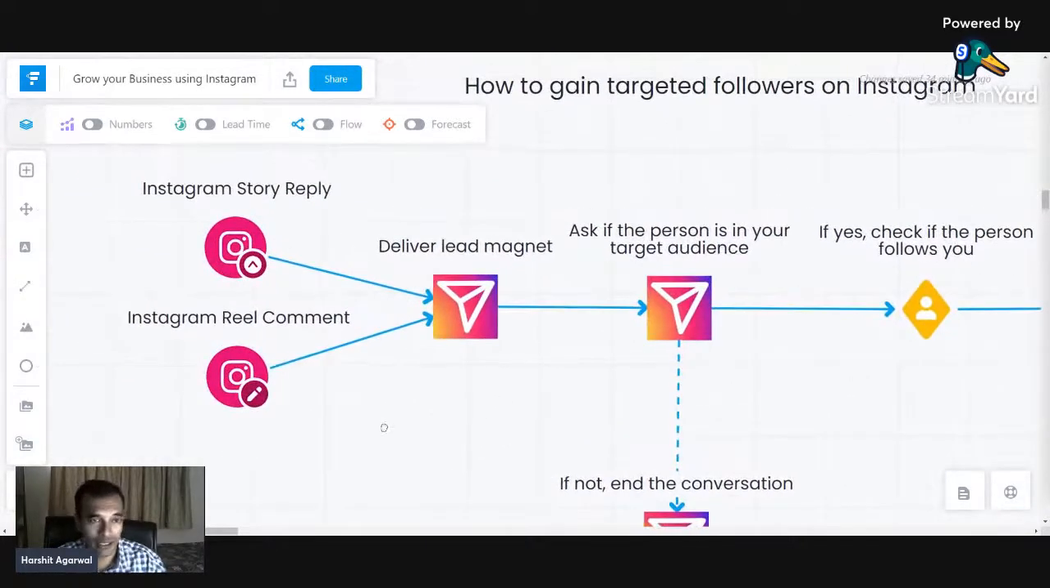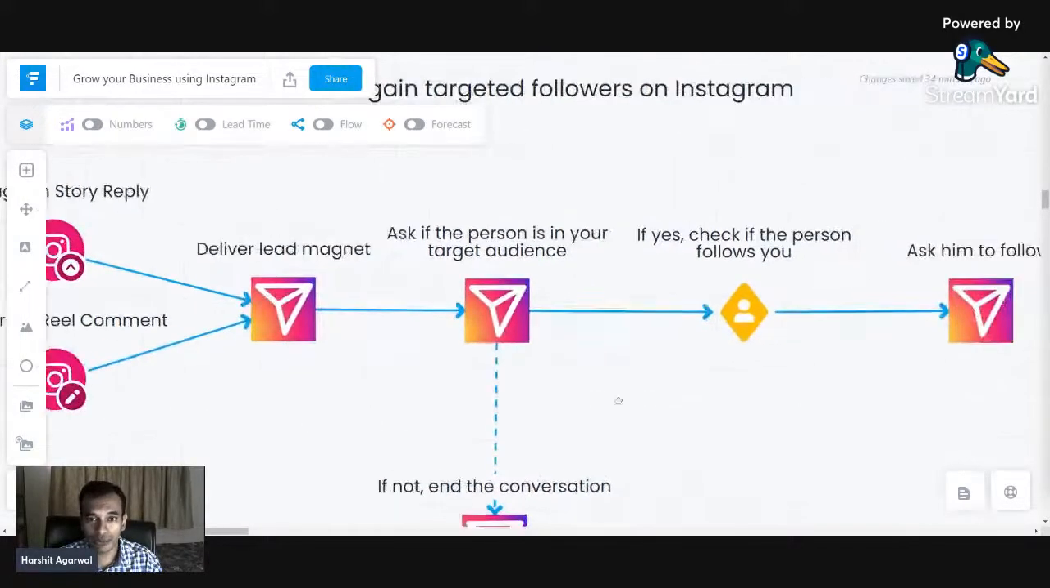Now, this entire thing can be accomplished in automation. You don't have to manually deliver the lead magnet. You don't have to ask questions manually. All of this can be done in automation. So let me explain how.